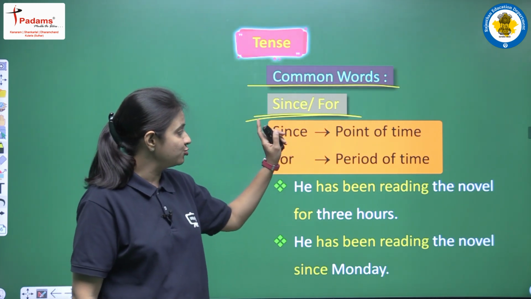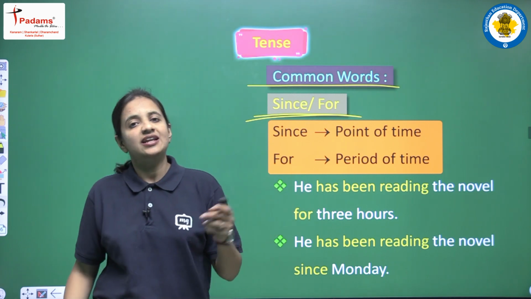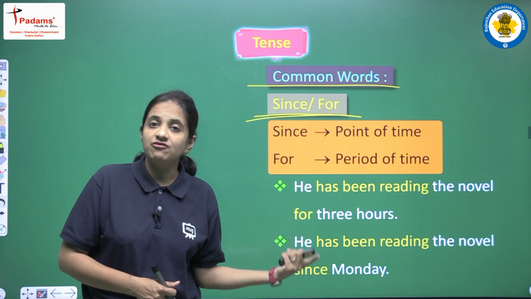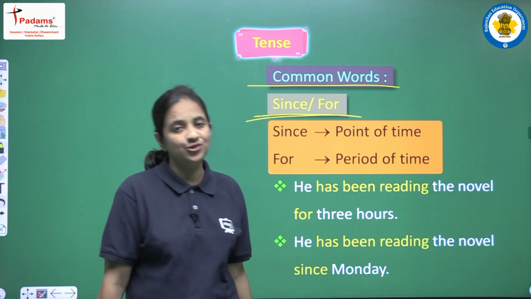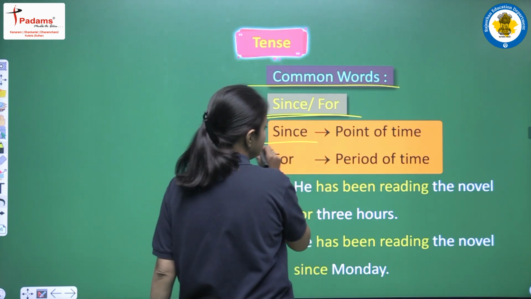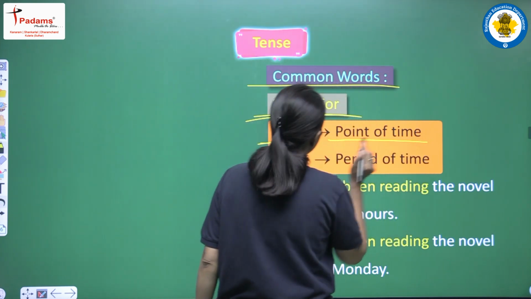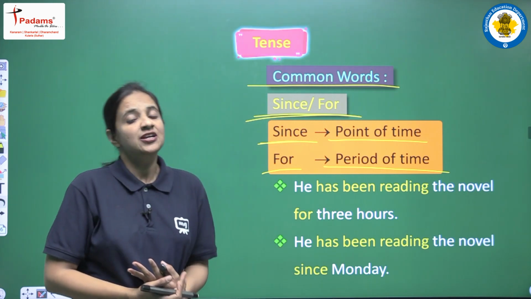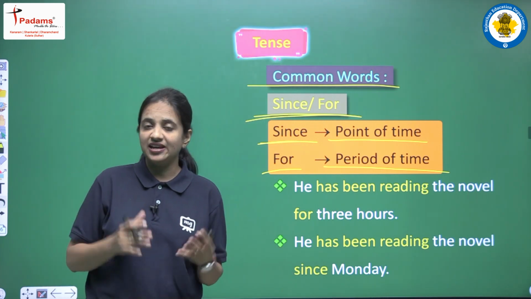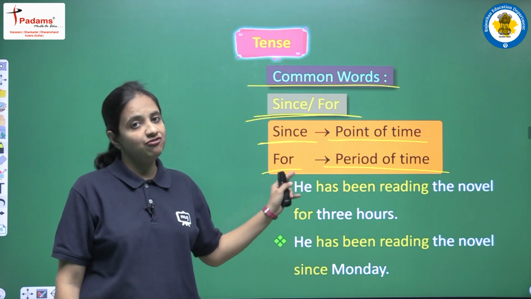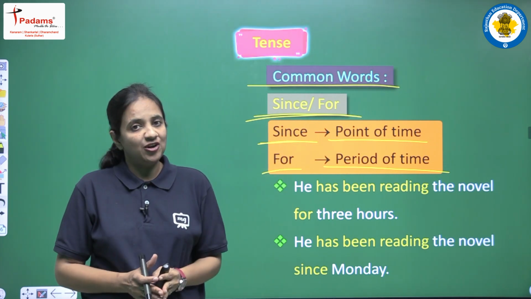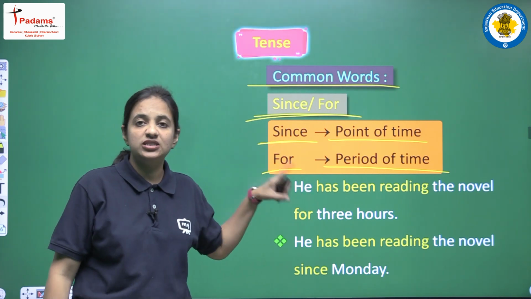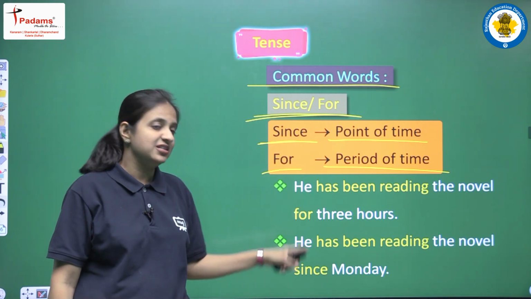So now let's see first of all the difference between since and for. Let's try to understand what is the difference between since and for, when we use since and where we use for. So let's see, since is used to indicate point of time, and for is used to indicate period of time. So when we are talking about some period, then we always use for, and if we are talking about some point, some particular time, some exact time, then we always use since.